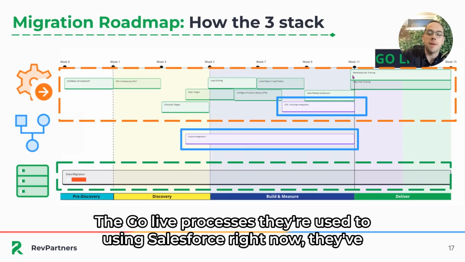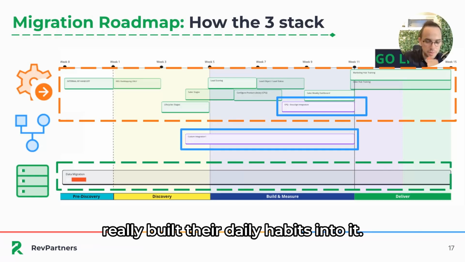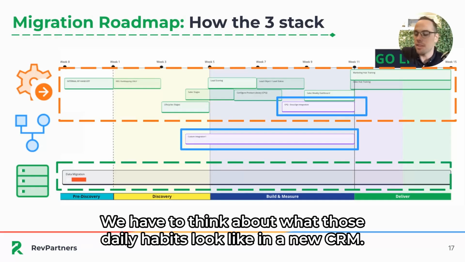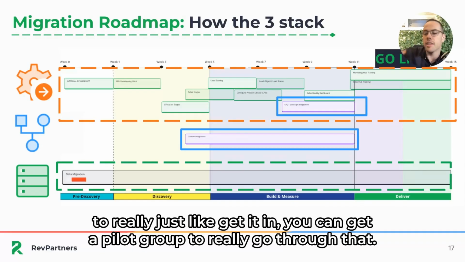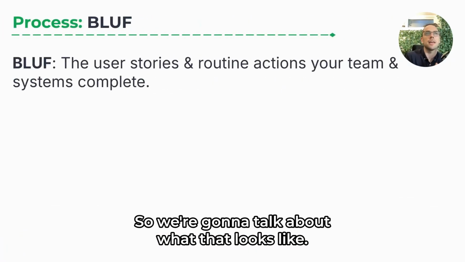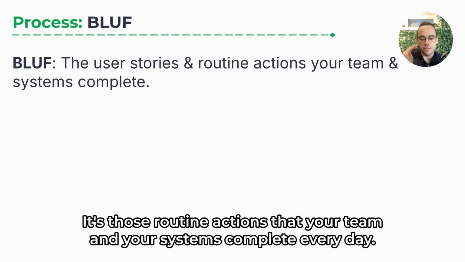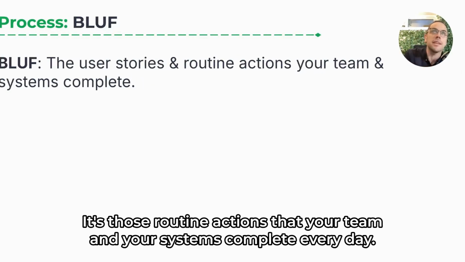The go-live process: they're used to using Salesforce right now. They've really built their daily habits into it. We have to think about what those daily habits look like in a new CRM. Thankfully, with processes, you can actually do the most setup ahead of time. You can get a pilot group to go through that. So we're going to talk about what that looks like. But the bulk of it is the user stories, those routine actions that your team and your systems complete every day.